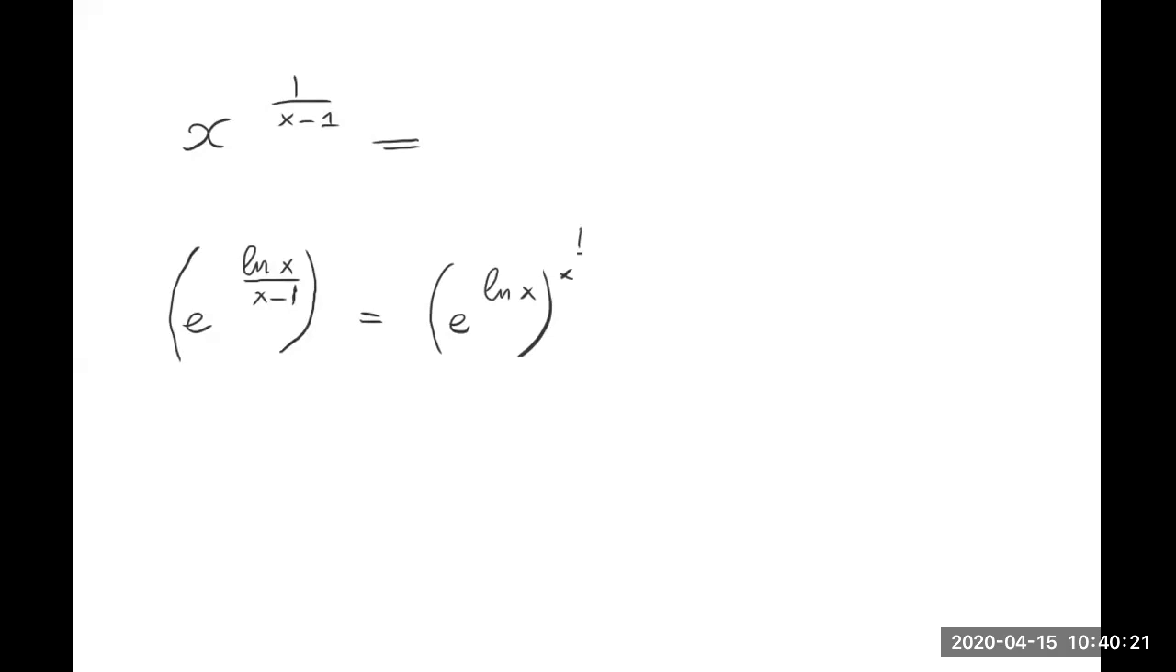The idea is to rewrite this function and slightly change it. Does anyone know how we can rewrite this function in a better way to compute this limit? Okay, someone said e to the ln of x over x minus 1. Well, let's write the candidate here: e to the ln of x over x minus 1. But let's see if it's correct. This thing is equal to e to the ln of x to the power 1 over x minus 1, and e to the ln of x is just x, so we get x to the power 1 over x minus 1. So of course they are correct.